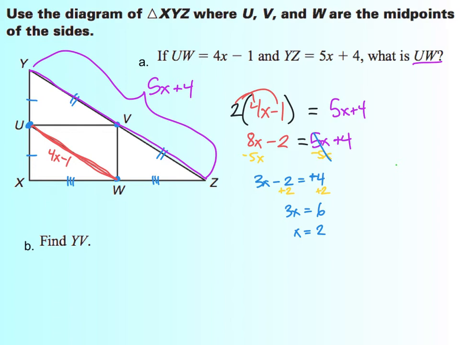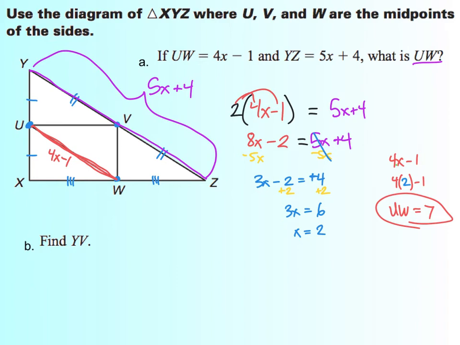Well, if x is 2, then I would put 2 in for the UW equation. So UW is 4x minus 1. So 4 times 2 minus 1 is going to get me 8 minus 1, which means that UW would equal 7. There's my first answer.